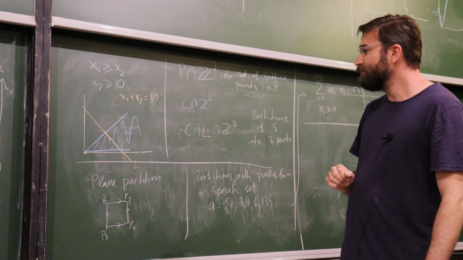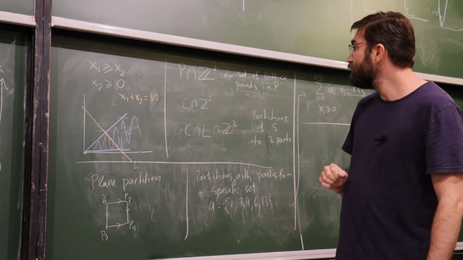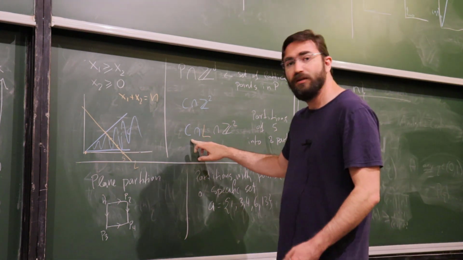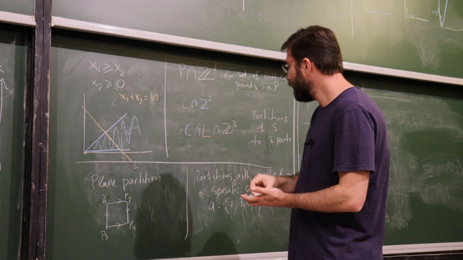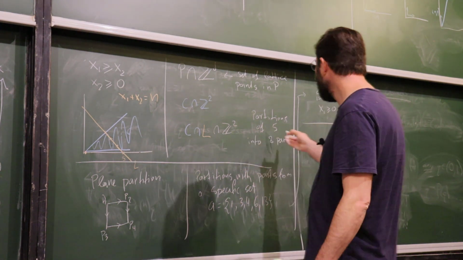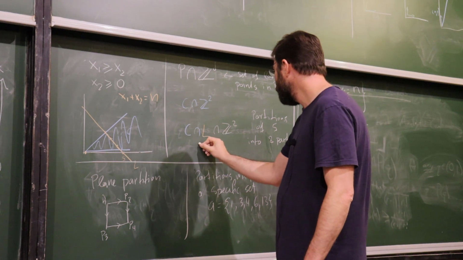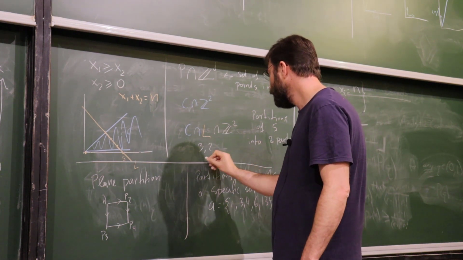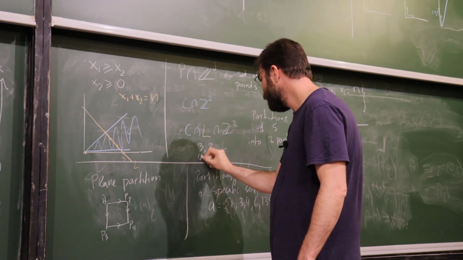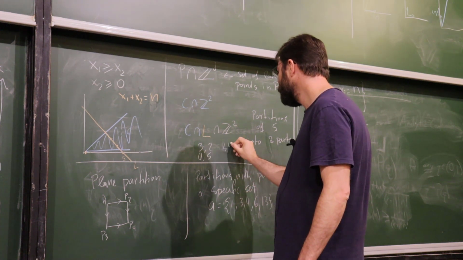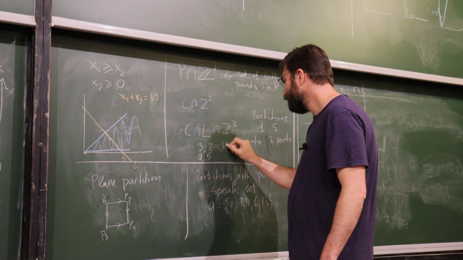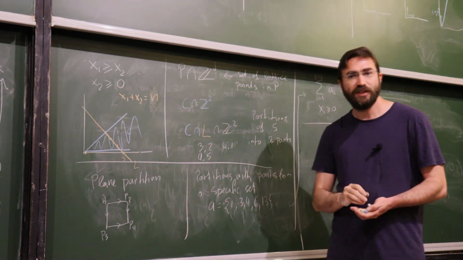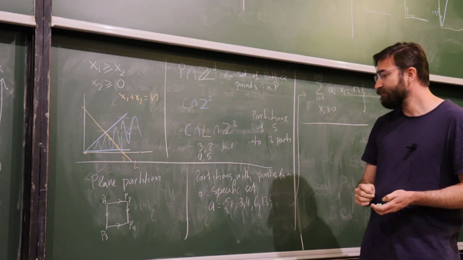So the answer here is 3, 2, 4, 1, and 5, 0, right? According to your... Here? The intersection, yes. The intersection, I think it has only 1 point. How many partitions of 5 do you have into 2 parts? 3 points. 3, 2, 4, 1, 5, 0. Oh, yeah. 4, 1. Yeah.